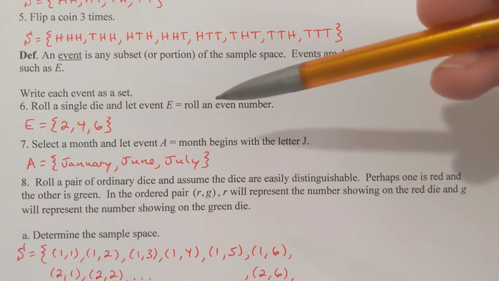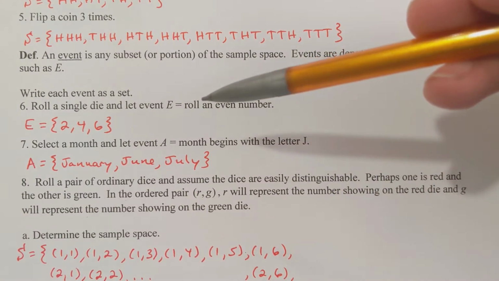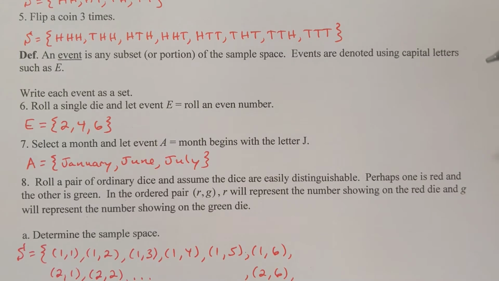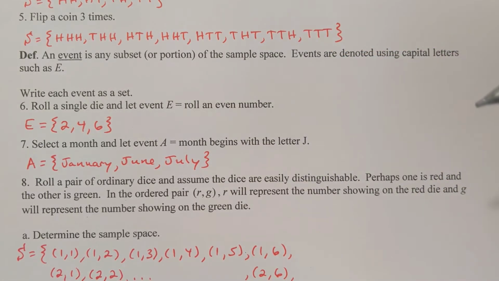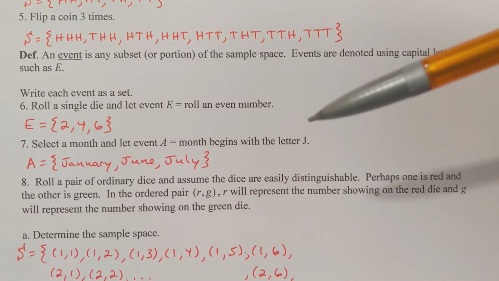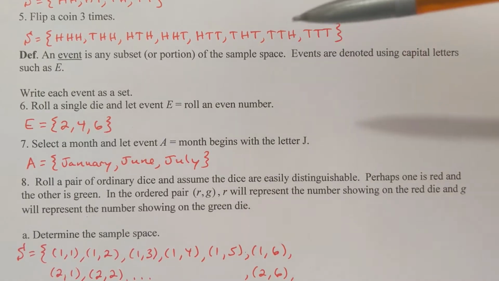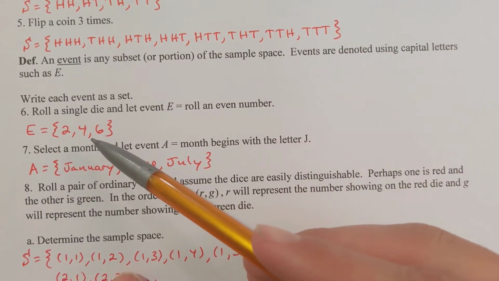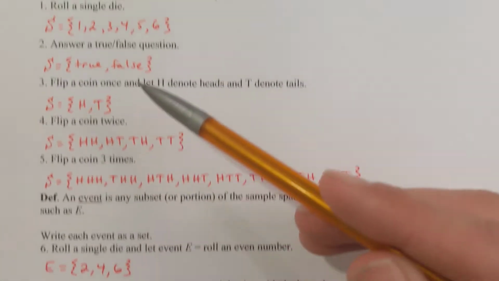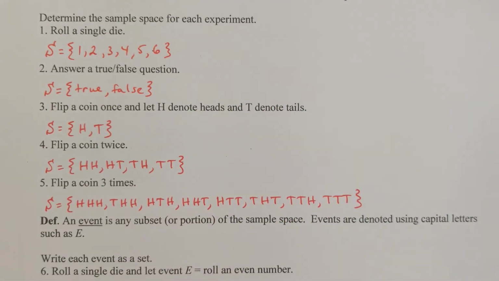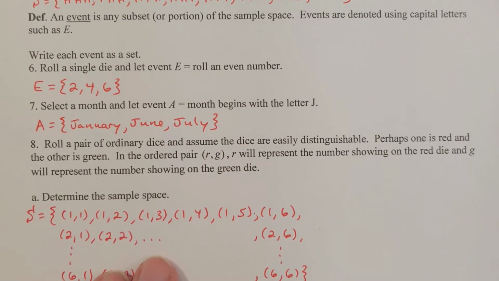Let's take a look at problem 6. Roll a single die and let event E be the event that you roll an even number. So in this set, what are all the even numbers when I roll a die? It'd be 2, 4, and 6. Notice how this event is a subset of this set. All 3 of these elements can be fit in what is the bigger set. That's what I mean by a subset.